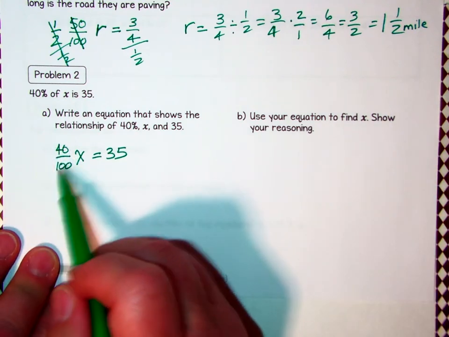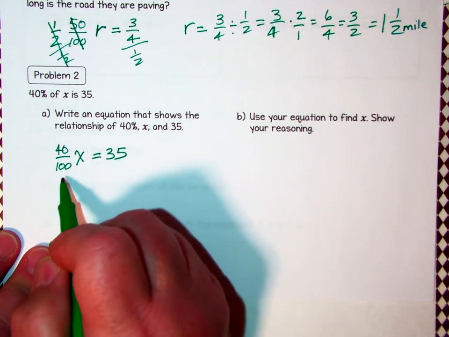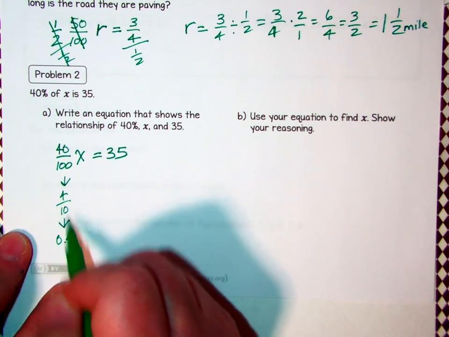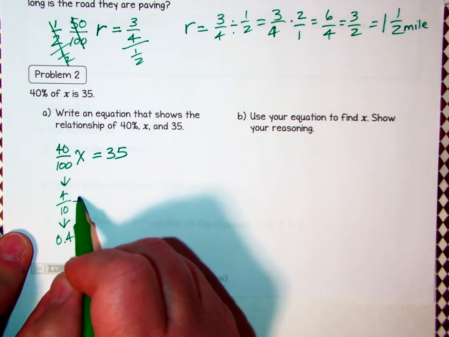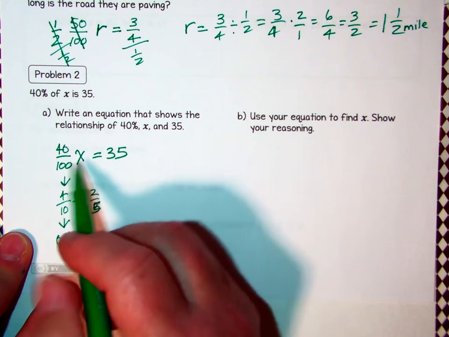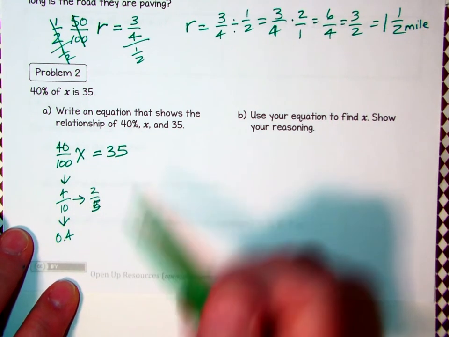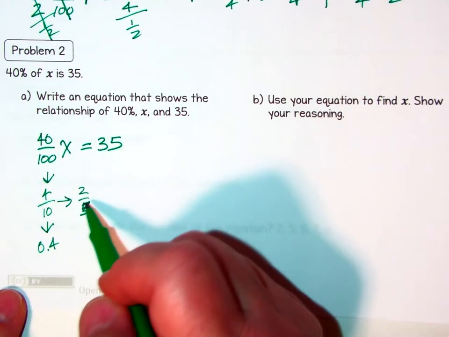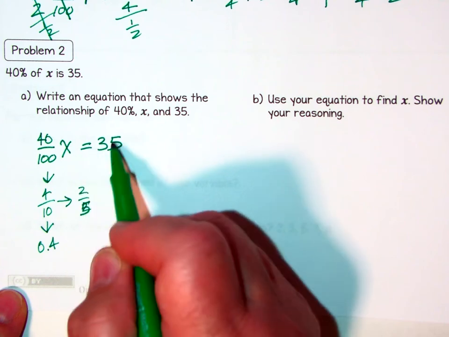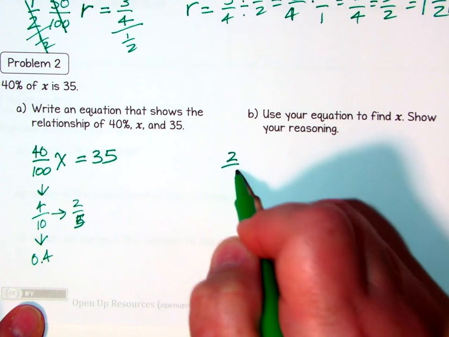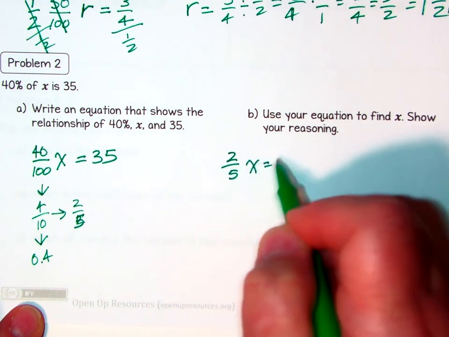So again, I could just use it as is here. If I want, I could use different representations of 40 hundredths. I could use 4/10. I could use 0.4. I could have converted the 4/10 to 2/5. I could have used any of these as the coefficient of x. They are all equivalent representations. Let's zoom in a little bit here. And I think I'm going to use 2/5 because I suspect that might be easier when I'm doing the calculation. So the equation I'm going to use is 2/5 x equals 35.